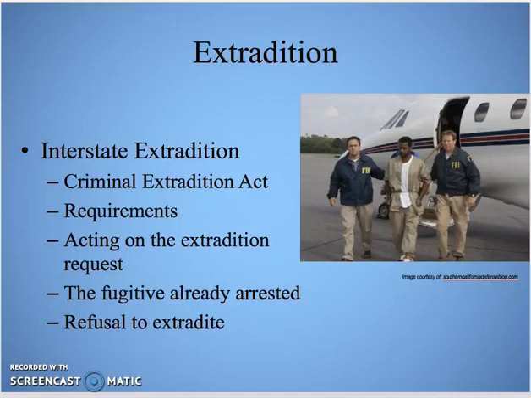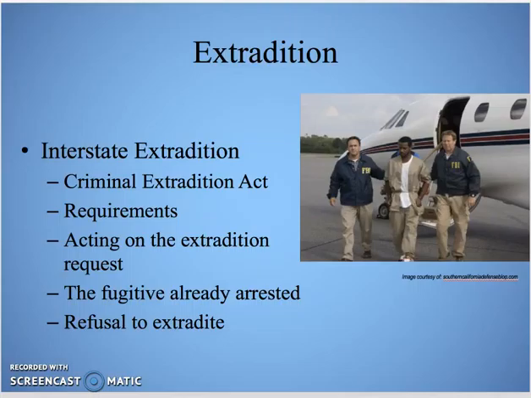Requirements for extradition. There must be a warrant of arrest outstanding for the individual. The prosecuting attorney of the county in which the crime was committed will make an application to the governor of his or her state. The application is a request for the governor to make a demand on the governor of the state where the accused is presently located, demanding their return.